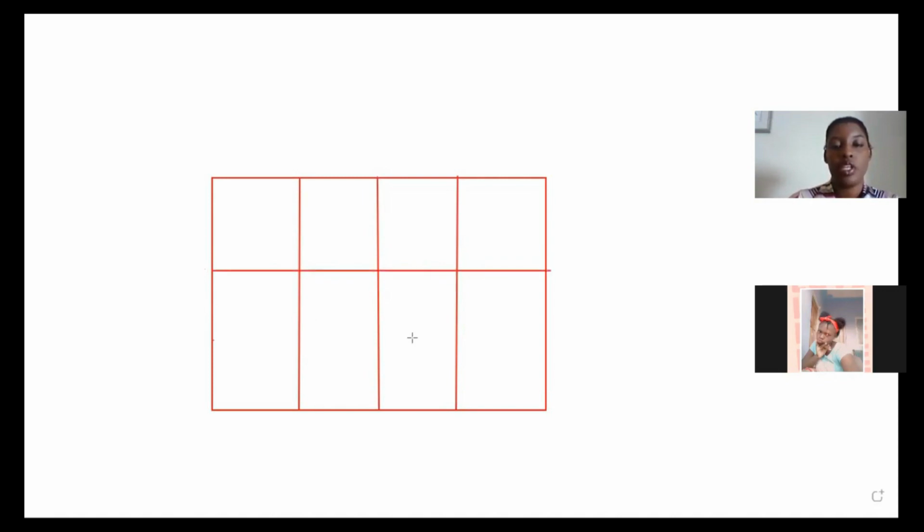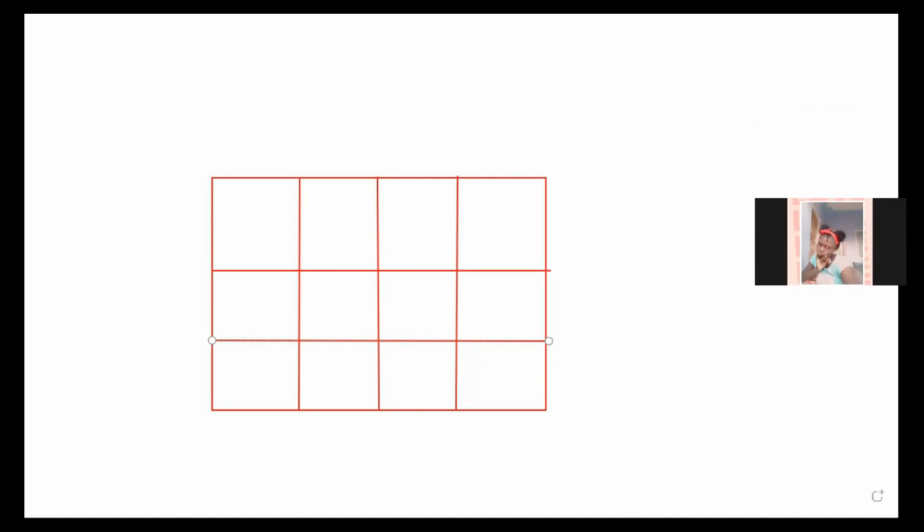So we have 12 sections here and we're shading 1/3. Not seeing anyone in the chat as yet. Malik, you can unmute your microphone. What is 1/3 of 12? How do we find 1/3 of 12? Can anyone assist?